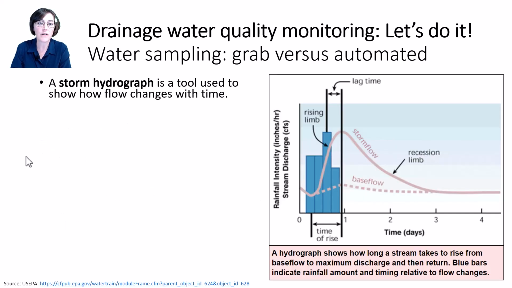I want to start with one very common term in our field, the term hydrograph. A storm hydrograph is a graph that illustrates how flow rates change over time during a storm. The concept of a hydrograph essentially is the graph of the hydrology and helps us understand the difference between base flow and storm flow, which matter for monitoring.